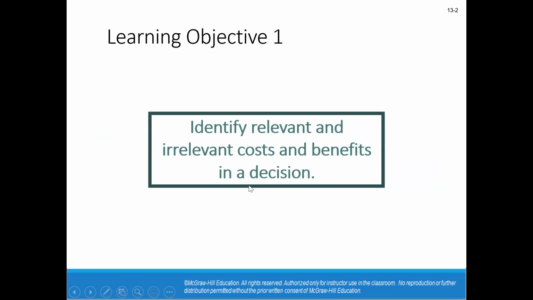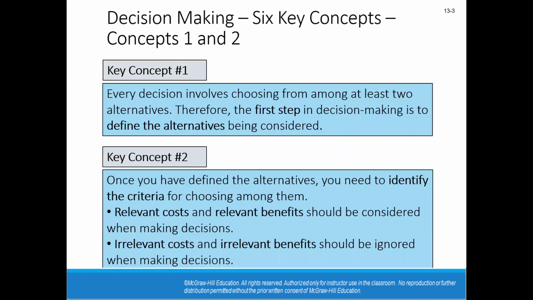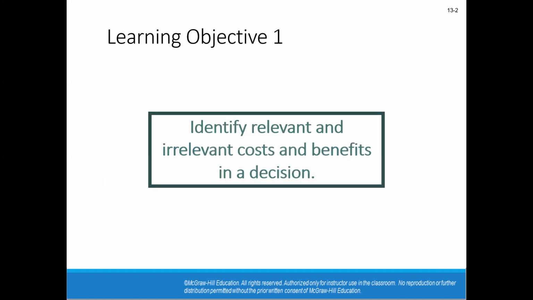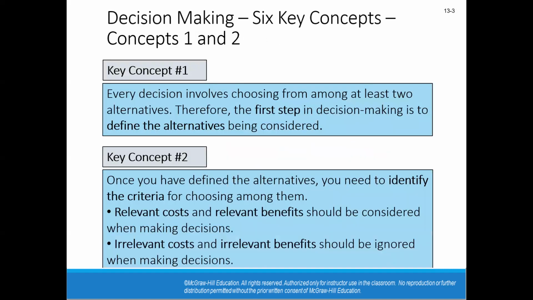We're going to go through a couple objectives. We'll go through a couple exercises. I find the best way to learn this stuff is to just do exercise after exercise. So we're going to look at identifying what's relevant and what's irrelevant in terms of costs and how they can aid us in making decisions.